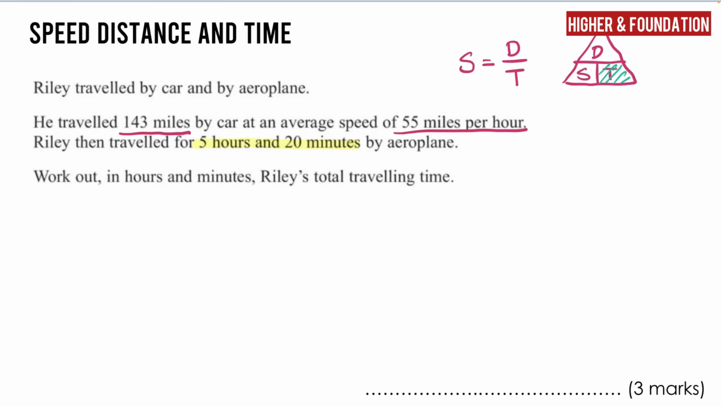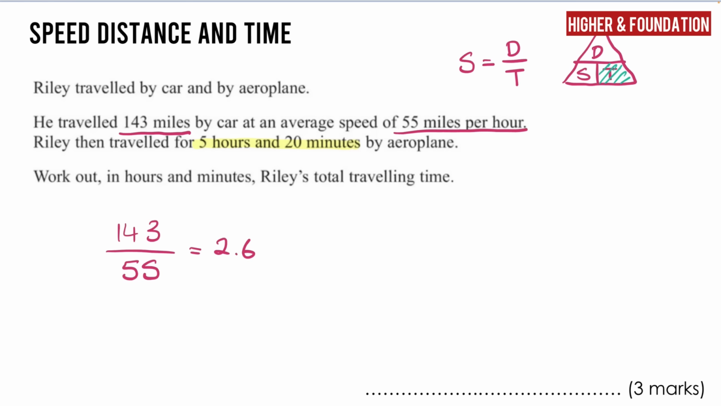So we've got miles and miles per hour. They're in the same units. So the distance of 143, we can divide by the speed of 55, and if we do 143 divided by 55, it gives us a fraction, 13 over 5, or 2.6. Watch out for recurring decimals here.